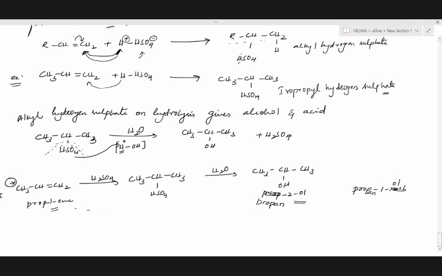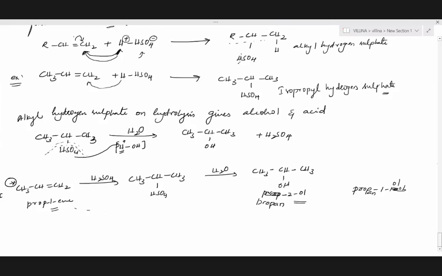we have H plus and HSO4 minus. The H plus part will be removed as a proton and we will have hydrogen sulfate as its conjugate base. According to Markovnikov's rule, the hydrogen of the reagent will be attached to the carbon having more number of hydrogens. The same thing will happen here also.